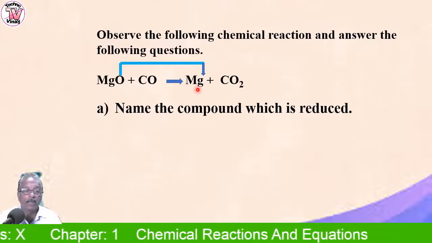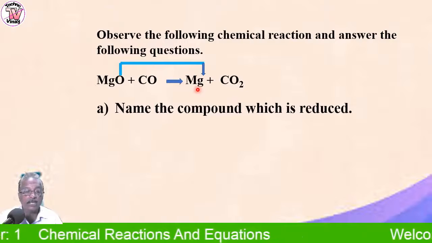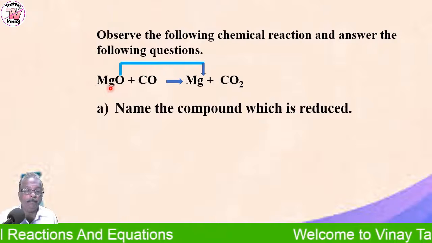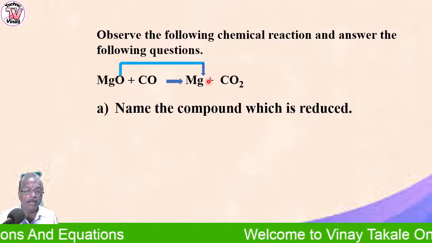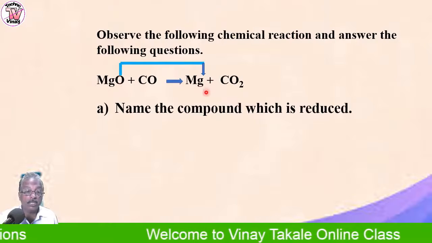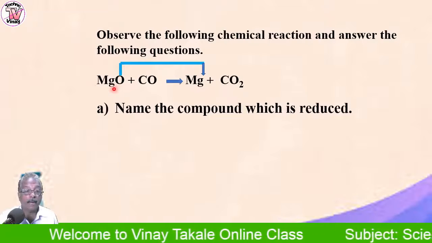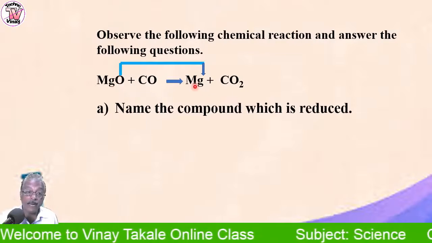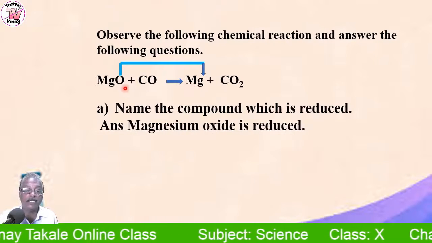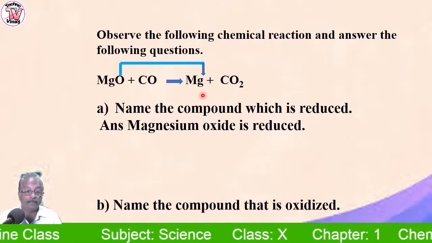Okay. So which compound is reduced here? What is reduction? Removal of oxygen. So here MgO, magnesium oxide, in the formation of a product, it has become Mg. So here oxygen is removed. So removal of oxygen is known as reduction here. So magnesium oxide has been reduced to magnesium. So which compound has been reduced? Magnesium oxide has been reduced. Why? Oxygen has been removed and it has become Mg.